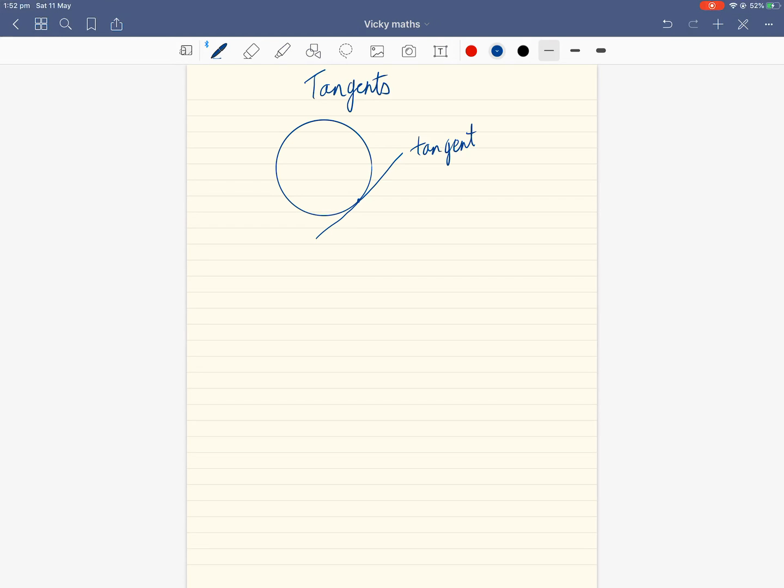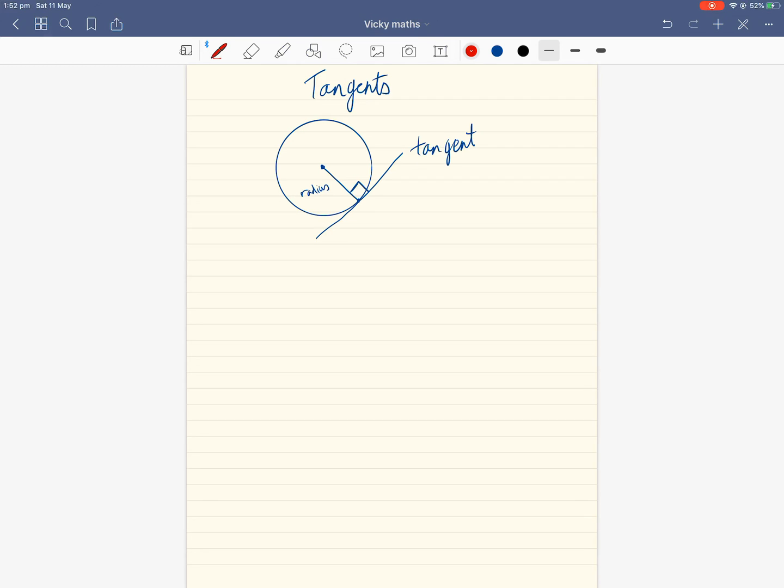tangent. Now, one property of a tangent is that it is perpendicular to the radius. So suppose we had a center of circle and then we drew a straight line, that's the radius, then we know for sure that there's 90 degrees. So a tangent can only touch or intersect the circle exactly once.